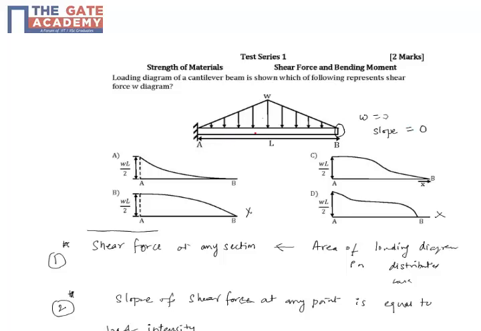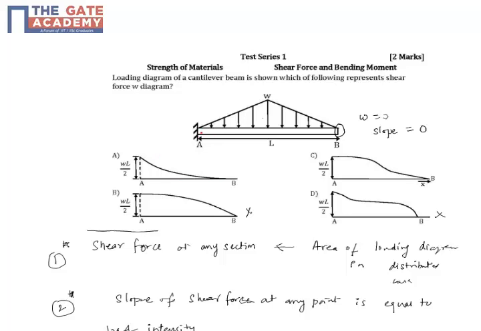Now if you come here, as you travel from right to left, the value of the shear force will increase, because if you take any section, the right side area of the loading diagram will give you the value of the shear force, and as you come towards the left from the right, the area of W is increasing. Okay, so A and C both represent the same thing. The value of the shear force is increasing, but there is a difference in the slope. Here the slope is continuously changing from 0 to finite.